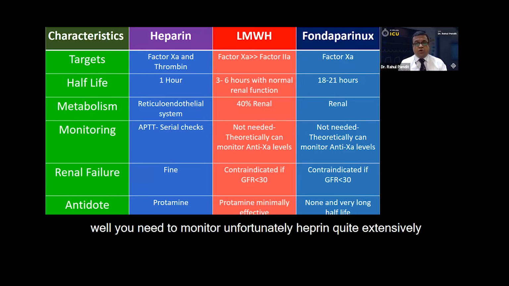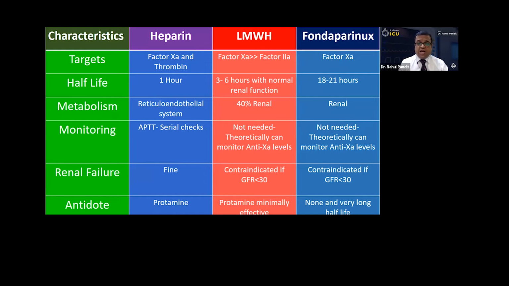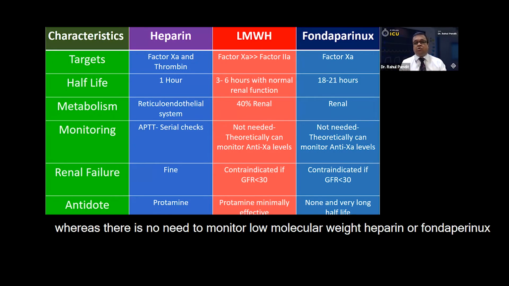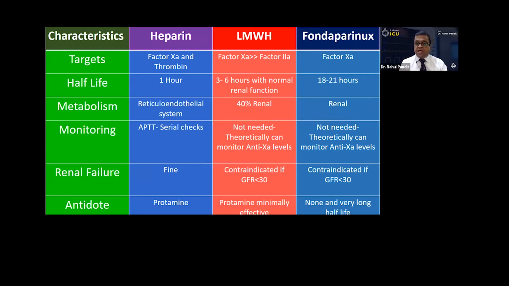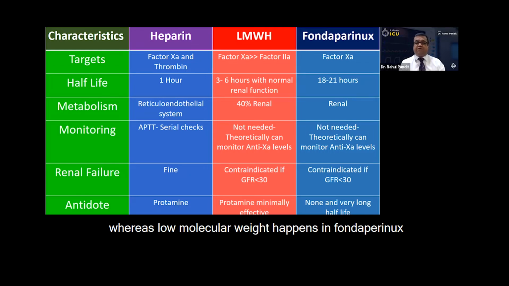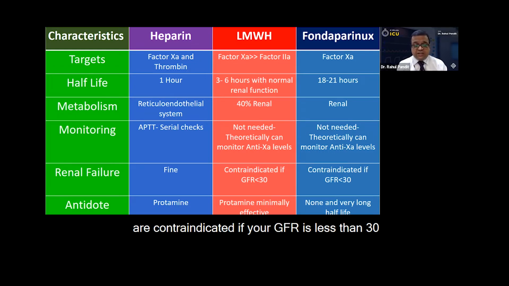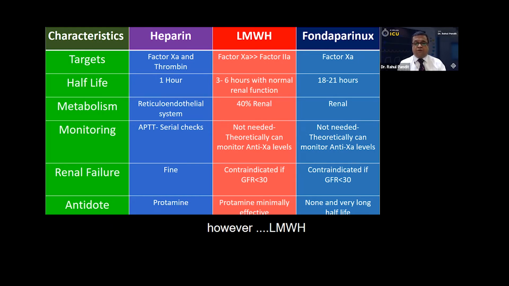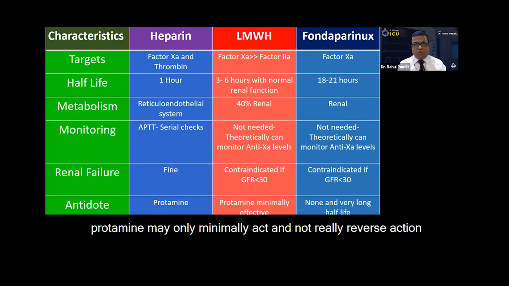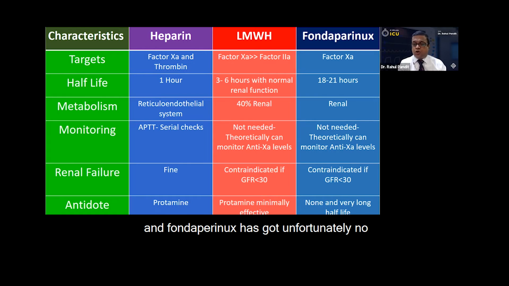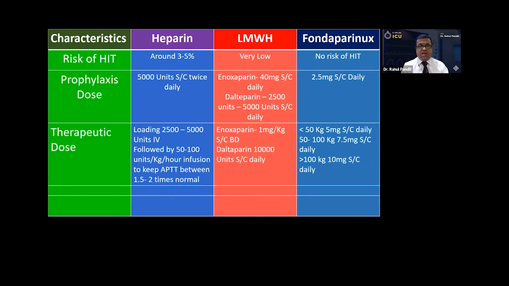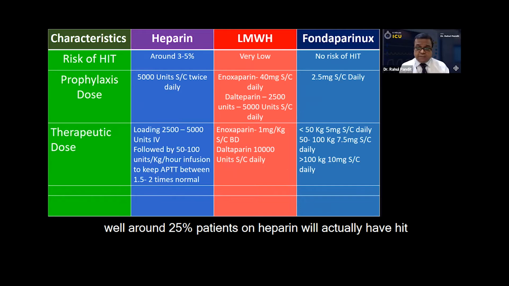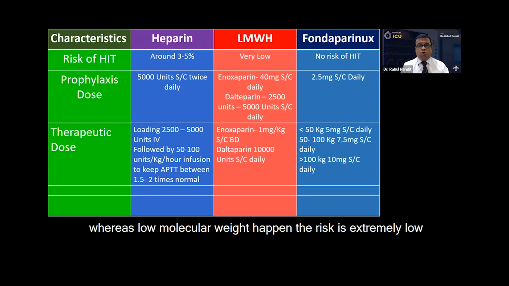And again, there is a significant renal clearance for fondaparinux as well. When you monitor, well, you need to monitor heparin quite extensively. You need to do serial checks with APTT, whereas there is no need to monitor low molecular weight heparin or fondaparinux. In renal failure, you are safe to use unfractionated heparin, whereas low molecular weight heparin and fondaparinux are contraindicated if your GFR is less than 30. Antidote, luckily you have an antidote in the form of protamine for unfractionated heparin. However, for LMWH, protamine may only minimally act and not really reverse the action. And fondaparinux has, unfortunately, no antidote and has a very long half-life. What about heparin-induced thrombocytopenia? Well, around 3 to 5% of patients on heparin will actually have HIT, whereas with low molecular weight heparin the risk is extremely low, and there is absolutely no risk with fondaparinux.